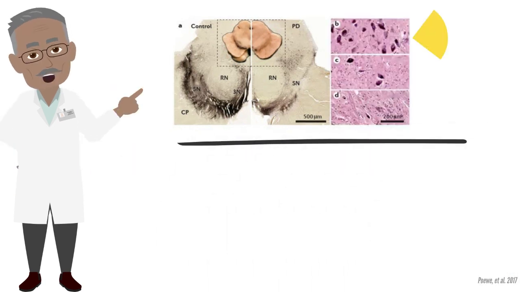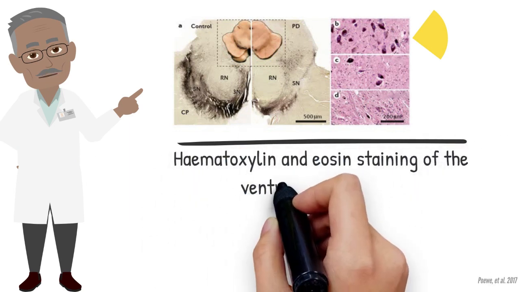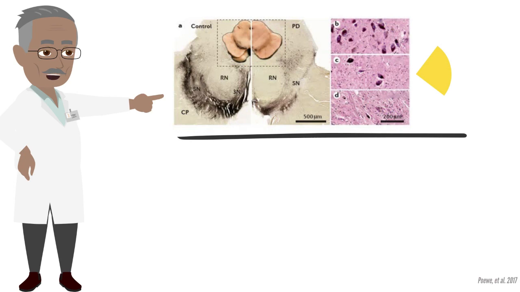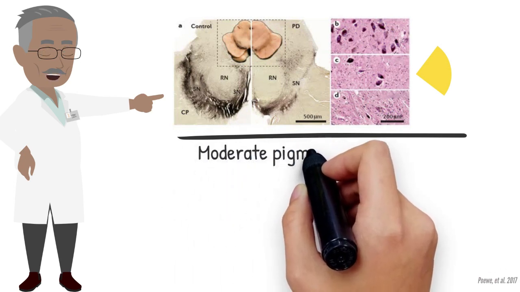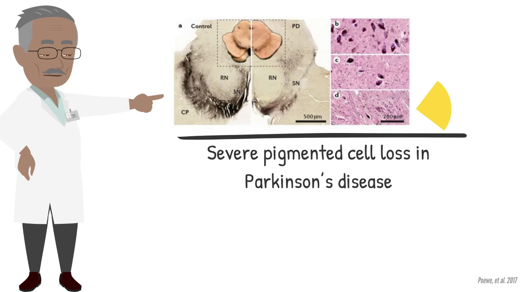Looking at Part B, we can observe a hematoxylin and eosin staining of the ventrolateral region of the substantia nigra, showing normal distribution of pigmented neurons in healthy controls. Differently, in Part C, we can see a moderate pigmented cell loss in Parkinson's disease. And when we look at Part D, we can see a severe cell loss.